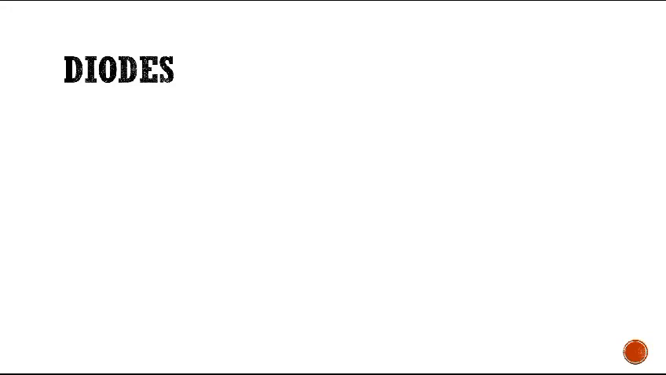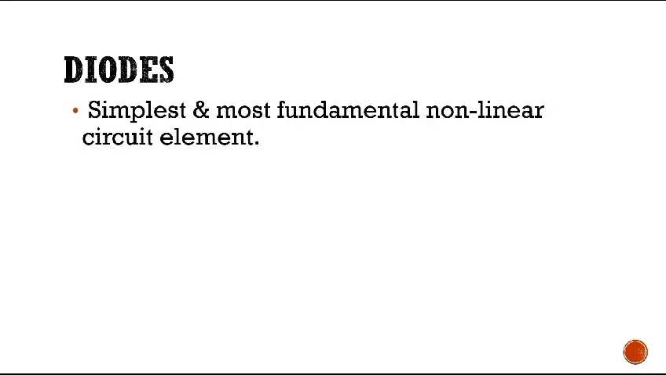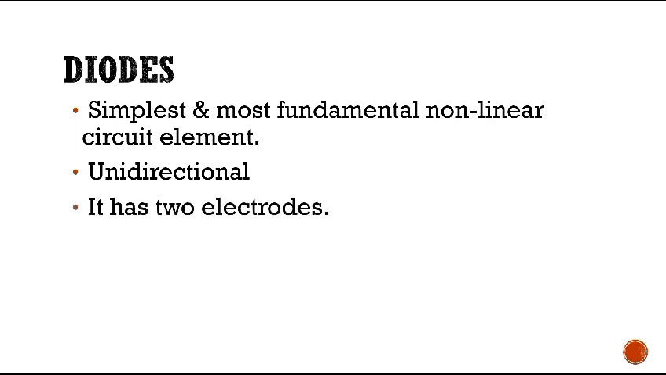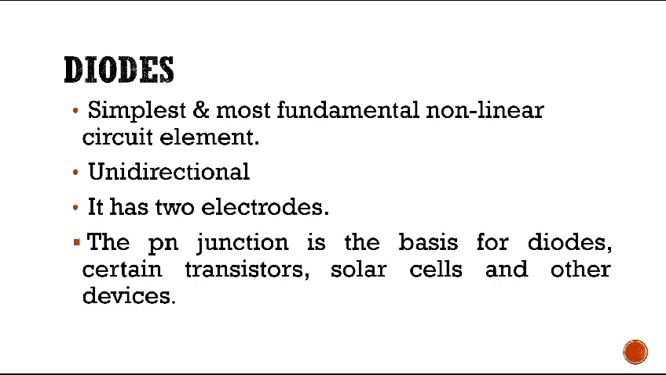What are diodes? A diode is the simplest non-linear fundamental circuit element. It is a unidirectional device. It is a two-terminal device having two electrodes, as its name indicates, where di means two and odes refers to electrodes. The p-n junction is the basis for diodes, certain transistors, solar cells, and other devices.